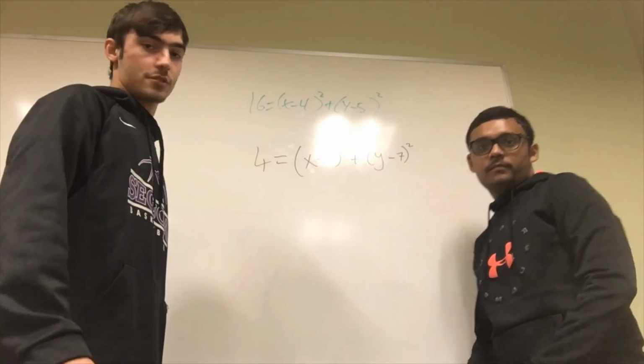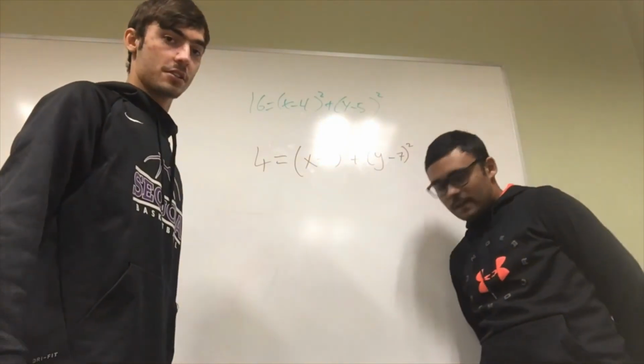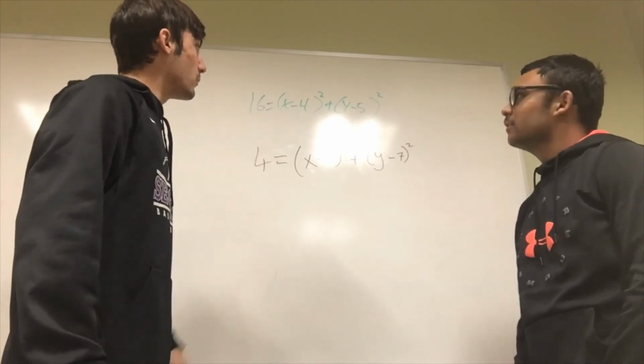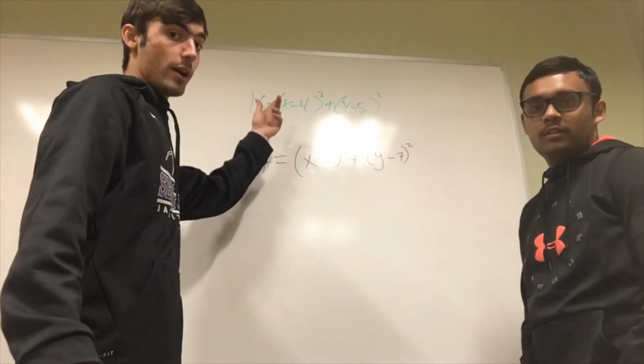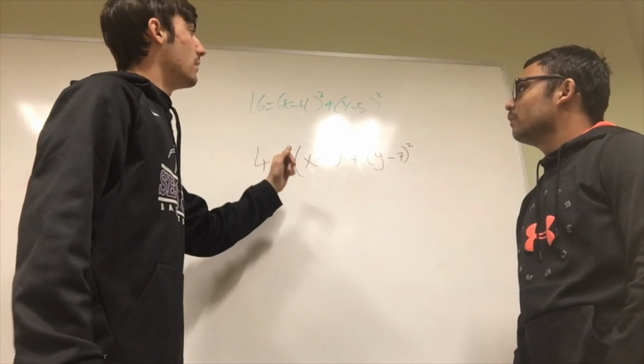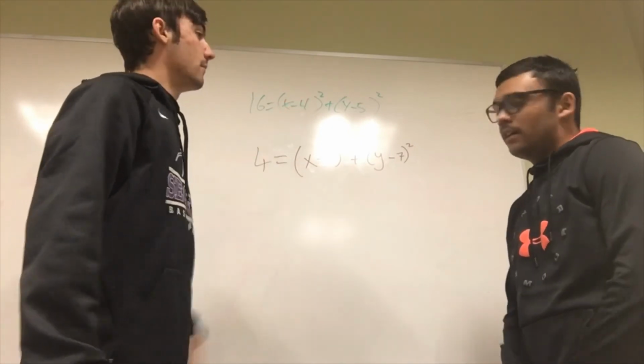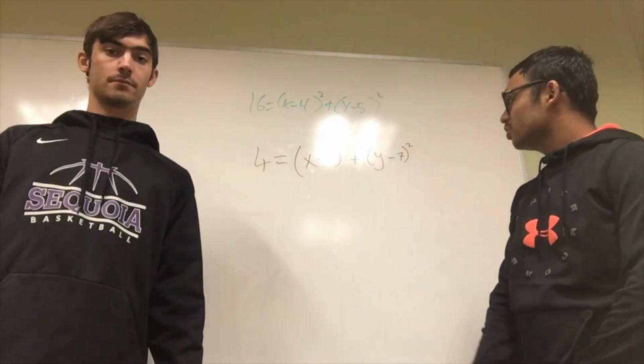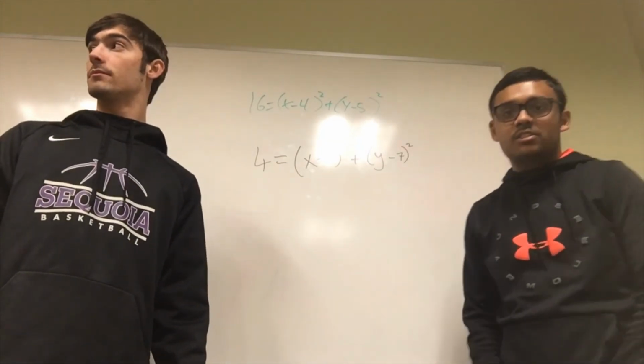Okay, so we have 2 more example equations here for you. Our first equation is 16 equals x minus 4 squared plus y minus 5 squared. And the second equation is 4 equals x minus 2 squared plus y minus 7 squared.